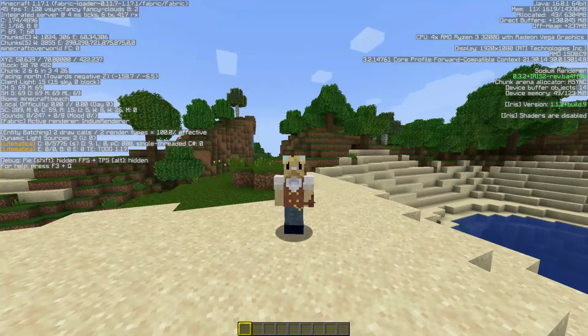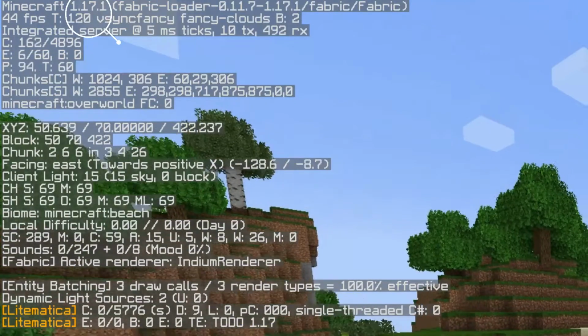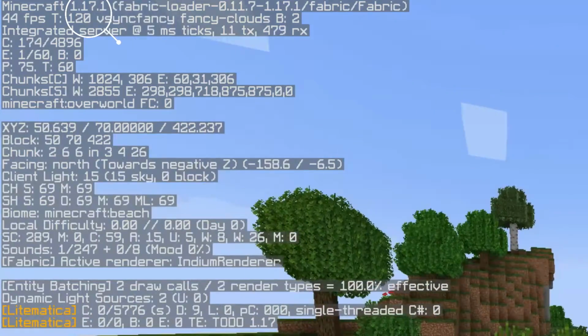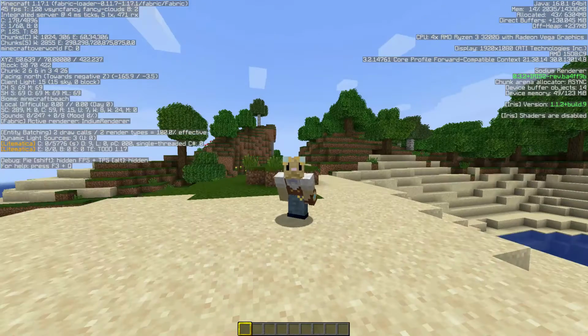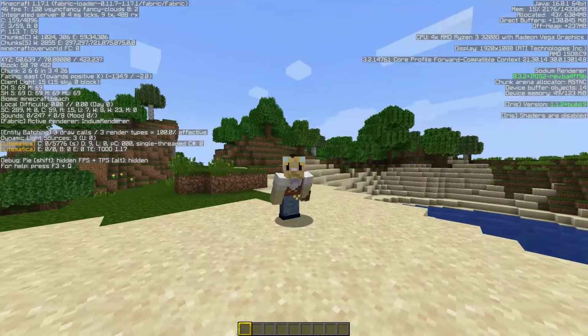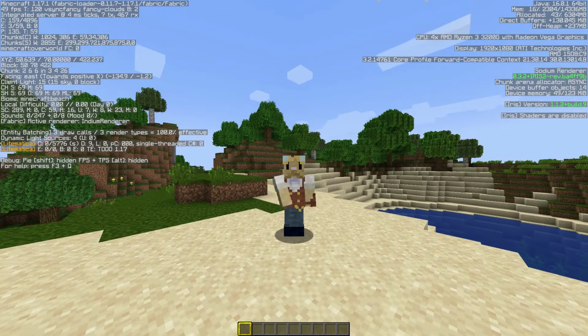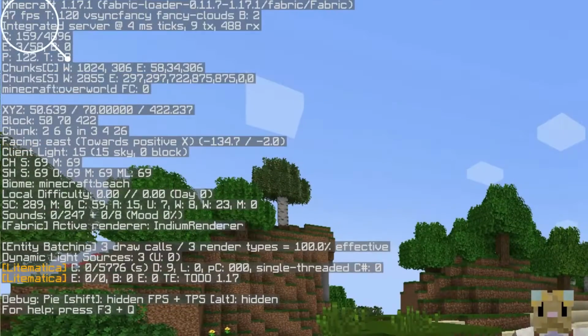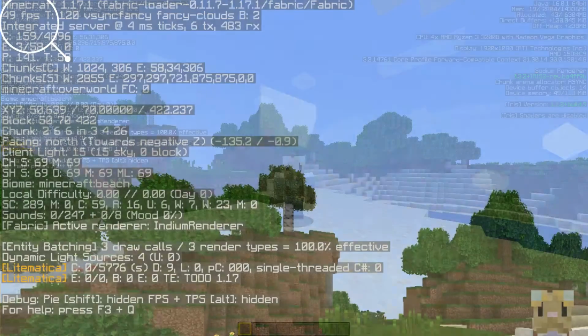Now if you look up at the top left hand corner there, you can see the Minecraft version that you're playing in. In this case I'm playing in 1.17.1 and I'm using the Fabric loader. Underneath that we've got FPS, which is frames per second. In my case I'm getting a measly 49 to 50 frames per second at the moment.